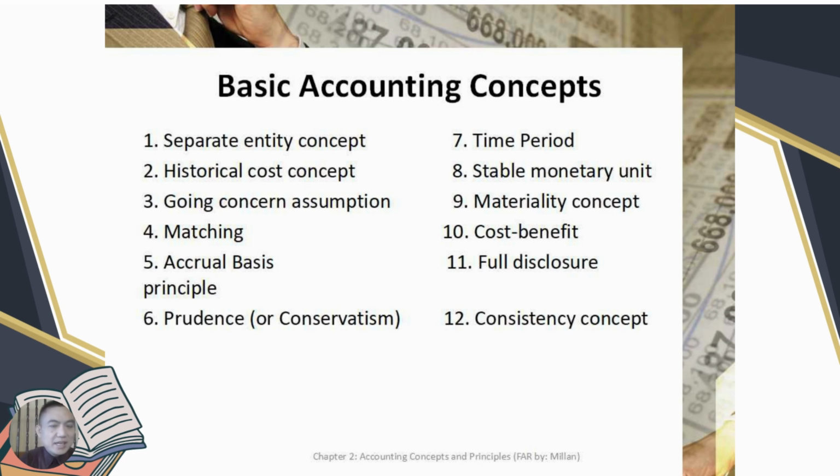So these are the basic accounting concepts. Number one, separate entity concept. Number two, historical cost concept. Number three, going concern assumption. Number four, matching principle. Number five, accrual basis principle. Number six, prudence or conservatism. Number seven, time period. Number eight, stable monetary unit. Number nine, materiality concept. Number 10, cost benefit. Number 11, full disclosure concept. And number 12, consistency concept. So let us discuss one by one what we mean by separate entity concept until the consistency.